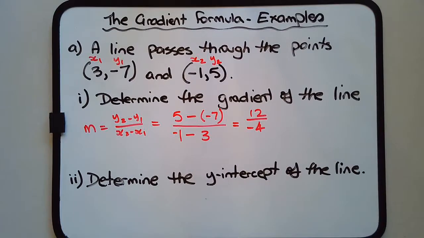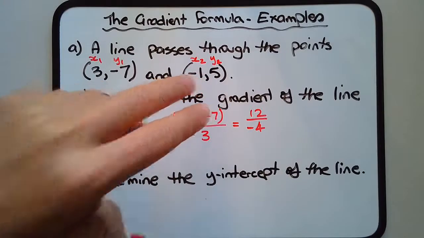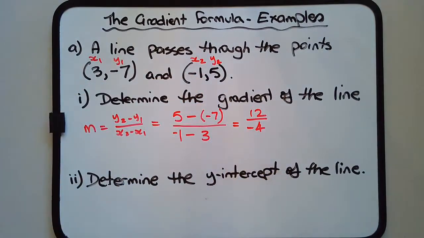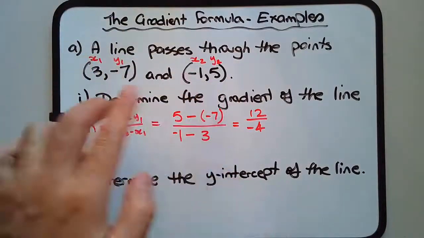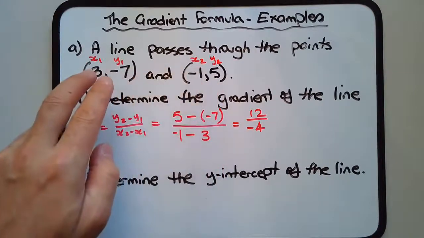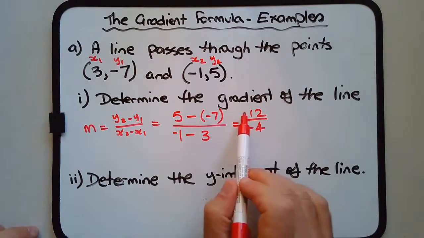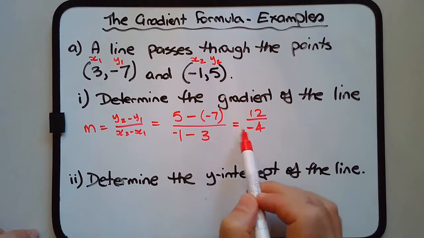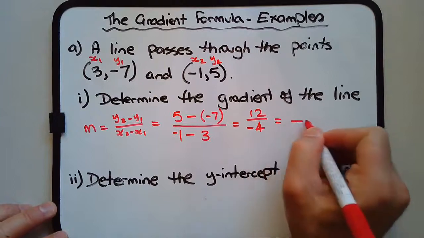While the run is typically positive, because I've swapped the points around, the run has now become negative. It doesn't matter at all; the gradient you calculate will still be correct. If you swap those points around, making (-1, 5) x1, y1 and (3, -7) x2, y2, what do you think will happen? The 12 becomes negative and the 4 becomes positive, so this becomes positive 4 and this becomes -12. You still get the same answer in the end, which is -3.